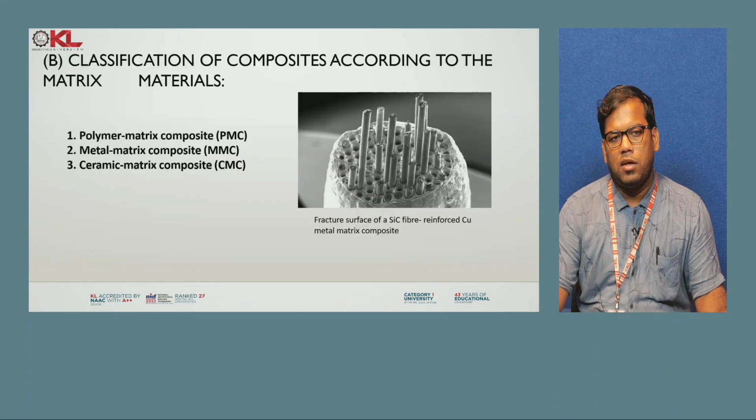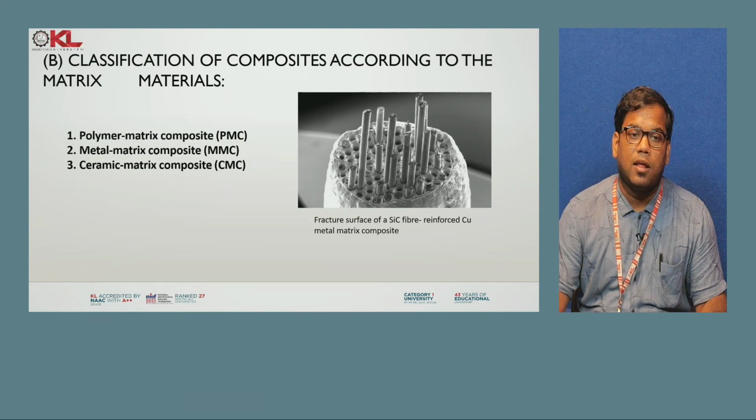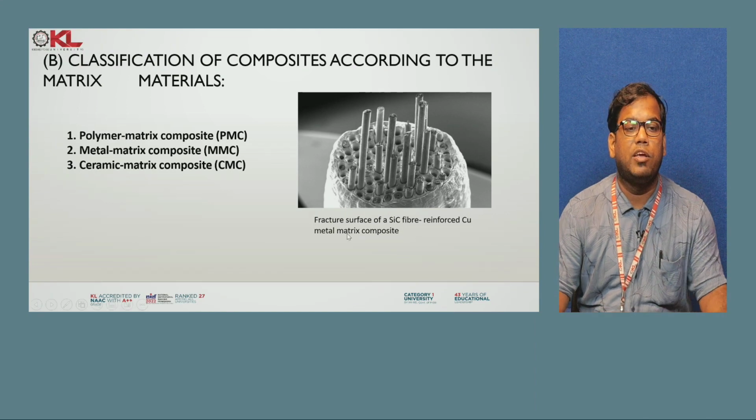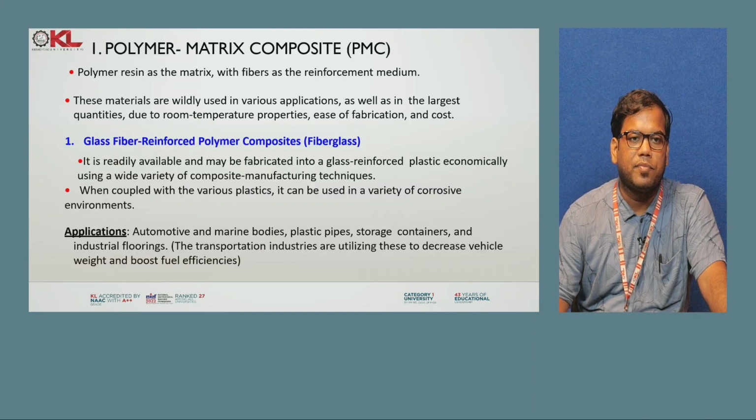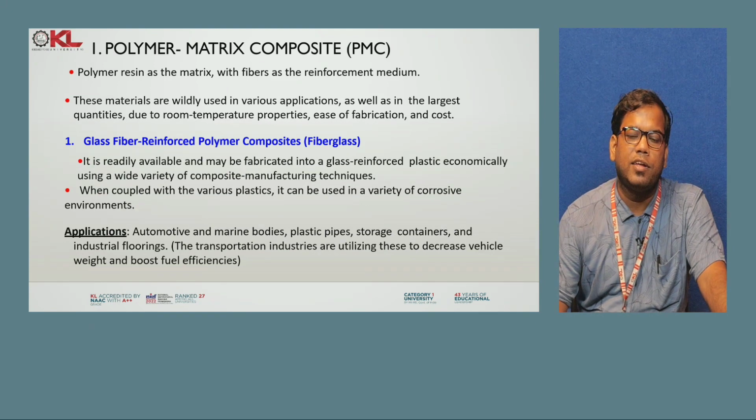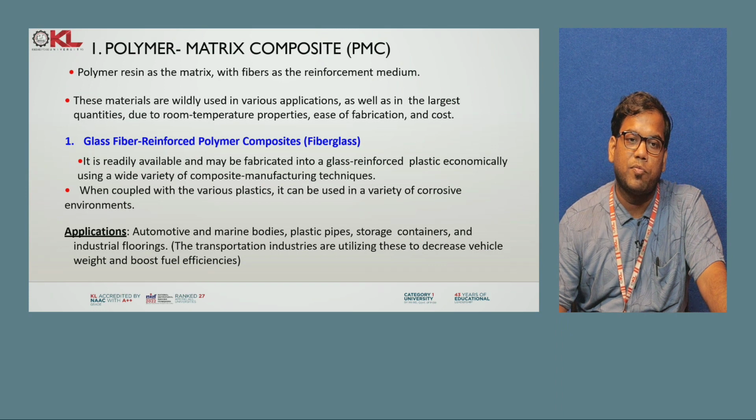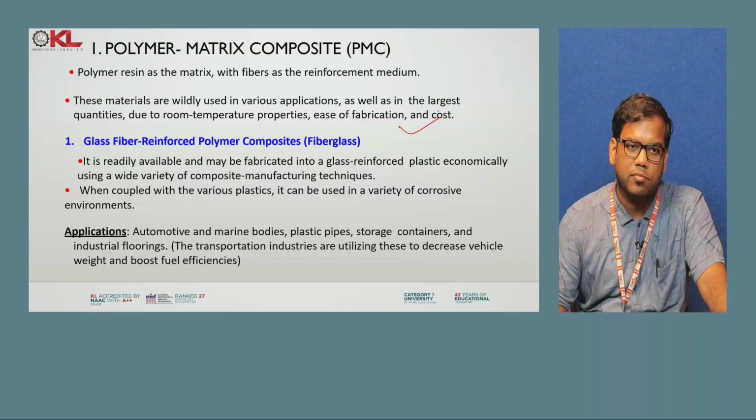Now next we will see the classification of composite material according to their matrix material. Basically three types of matrix material can be used: polymer matrix, metal matrix and ceramic matrix. In polymer matrix composites, polymer resin is used as the matrix material, where the fibers are the reinforcement medium, which can be other things. These materials are widely used in the largest quantity due to their room temperature properties. They are easy in fabrication and low in cost.